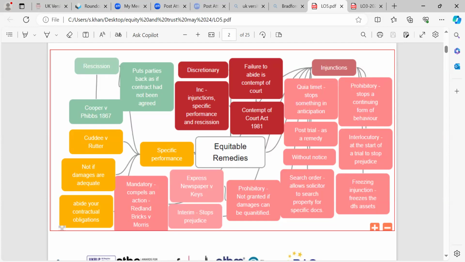The next one is specific performance, and this is an equitable remedy that compels a party to perform their contractual obligations as agreed upon. So it could be, for example, a buyer seeking specific performance of a contract for the sale of a rare painting. The painting's unique nature means the monetary damages may not adequately compensate the buyer if the seller breaches the contract. So these are some of the examples in regards to that.